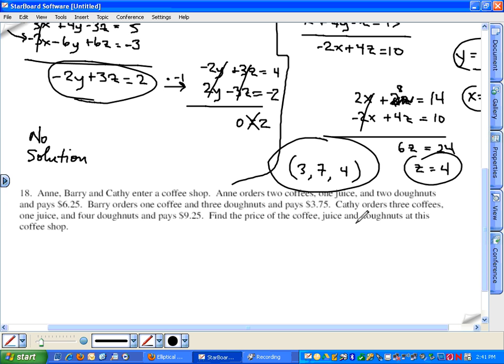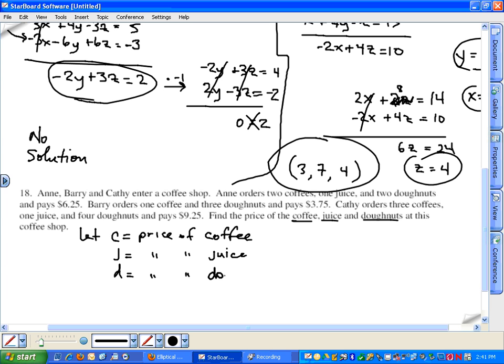Find the price of the coffee, the juice, and the donuts. These are what we don't know: coffee, juice, and donuts. So if we let C equal the price of coffee, we can let J equal the price of juice. We're going to let D equal the price of donuts. Now what we need are three equations that relate the variables to the price.